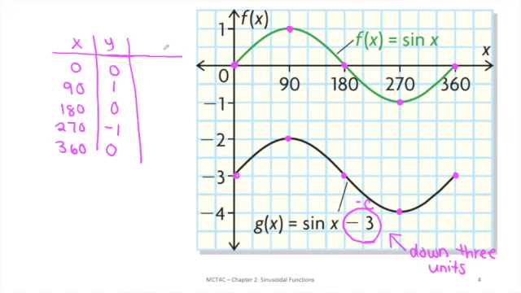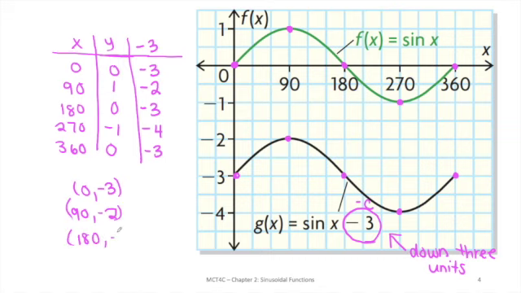Okay, so because you're moving it down, we would write down 3, and then all that means is you're going to subtract 3 from each of these y's. So 0 minus 3 is negative 3, 1 minus 3 is negative 2, 0 minus 3, negative 3, negative 4, and then negative 3. Okay, this gives you new ordered pairs. So your ordered pairs that you would graph would be 0, negative 3, 90, negative 2. You don't need to write these ordered pairs out. You can just read them from your graph.